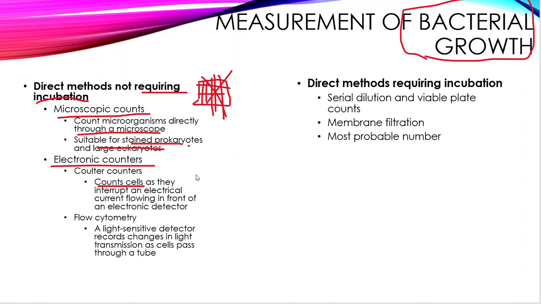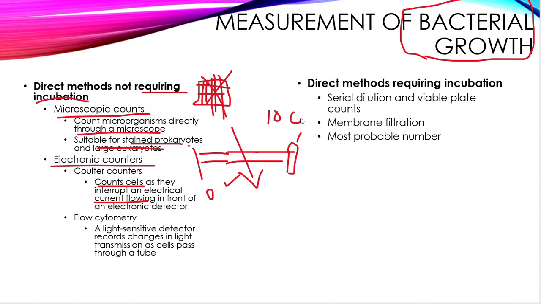They count the cells because they interrupt an electric flow that is flowing in front of the electronic detector. So every time a cell passes by there, it's like it blocks the light. This is an analogy. It's not perfect, but if you wanted to count people and you had a beam of light shining, like you do with those bells that they have on stores and things, every time someone walks through there, it's going to interrupt it. And instead of going bing, it's just going to add one to its counter.